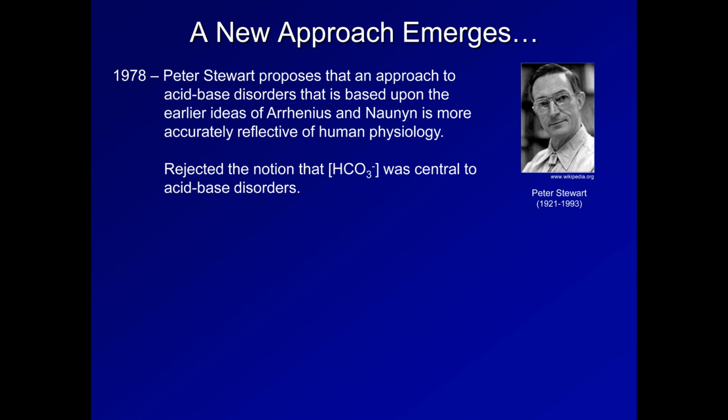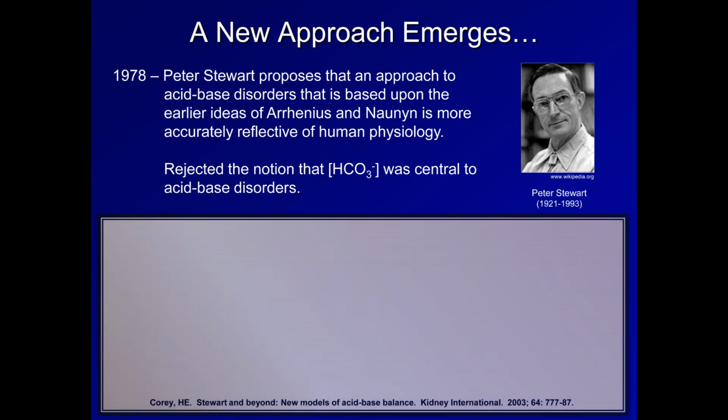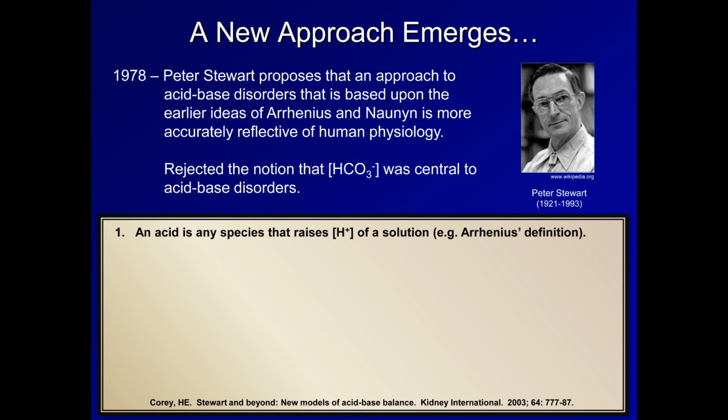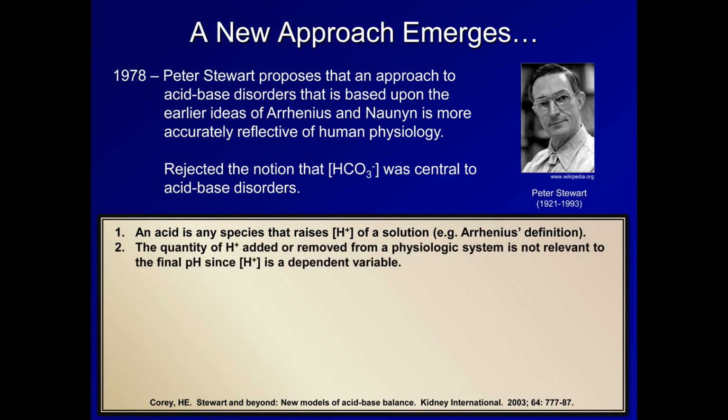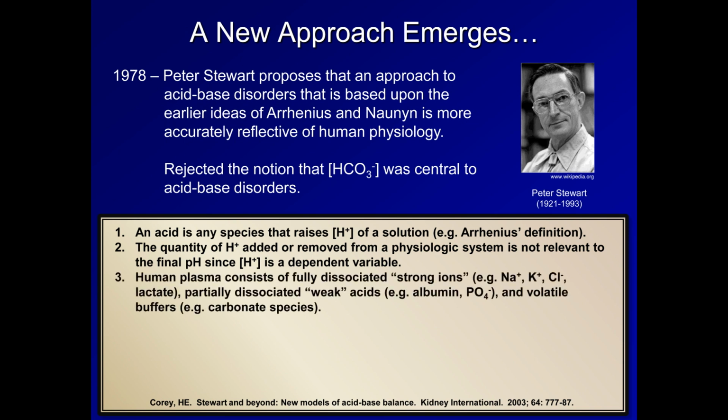His system of acid-base analysis is based upon 6 physiologic principles or axioms. First, as just mentioned, an acid is any species that raises hydrogen ion concentration of a solution. Second, the quantity of hydrogen ion added or removed from a physiologic system is not relevant to the final pH, since the hydrogen ion concentration is a dependent variable. Third, human plasma consists of fully dissociated strong ions such as sodium, potassium, chloride, and lactate, partially dissociated weak acids such as albumin and phosphate, and volatile buffers such as carbonate species.